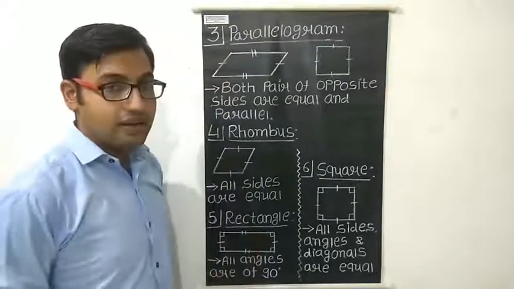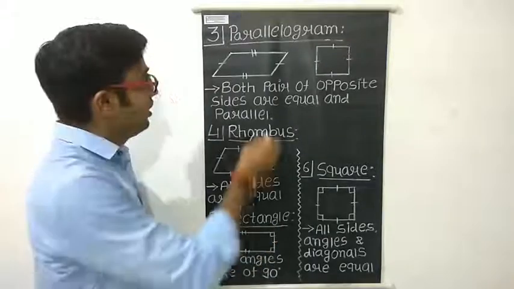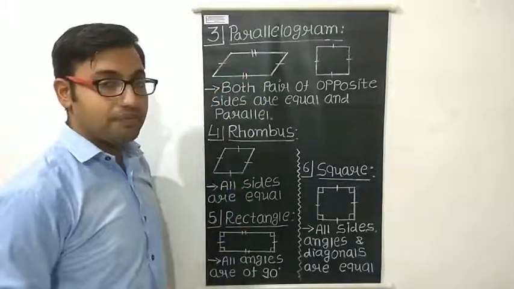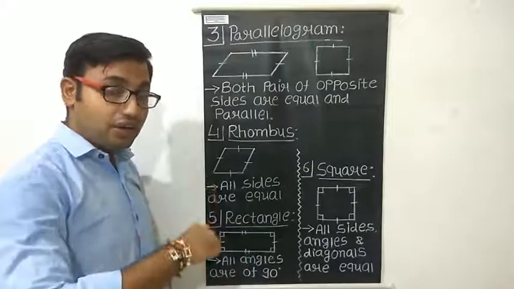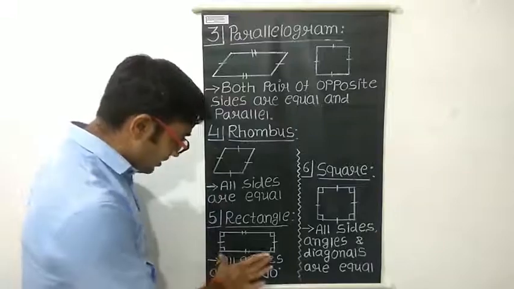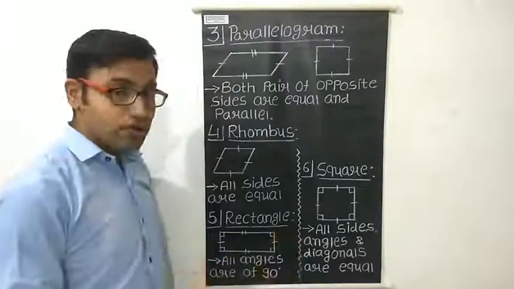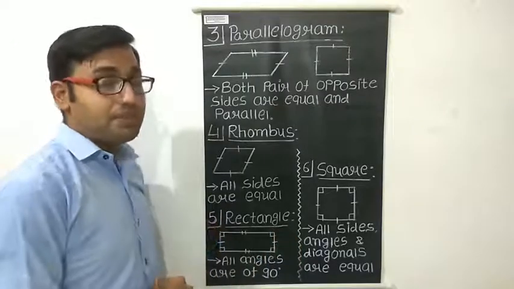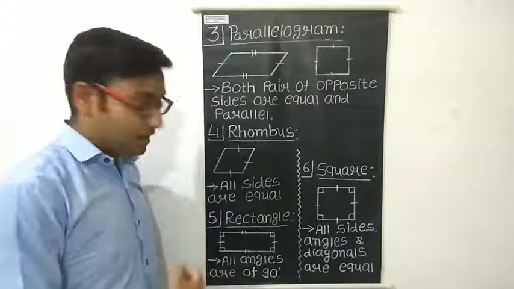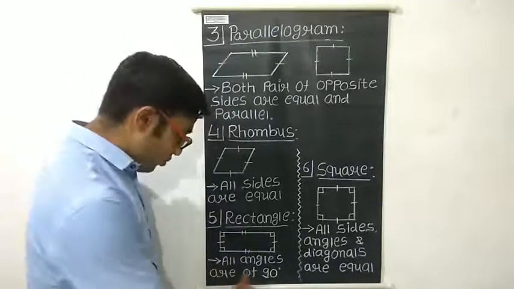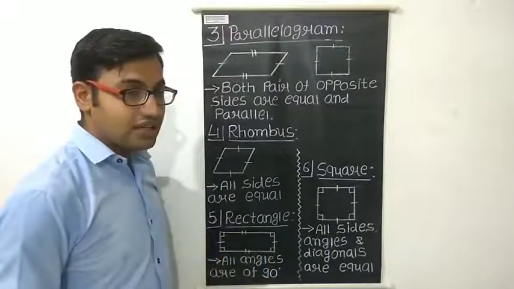The fifth one is a rectangle. Again, this rectangle is a quadrilateral which has all the properties of the parallelogram. That means both pairs of opposite sides are equal and parallel. See, this side and this side are equal and parallel. These two sides are also equal and parallel. So both pairs of opposite sides are equal and parallel. And the additional property of this rectangle is that all the angles are 90 degrees. Notice that all the angles are 90 degrees.